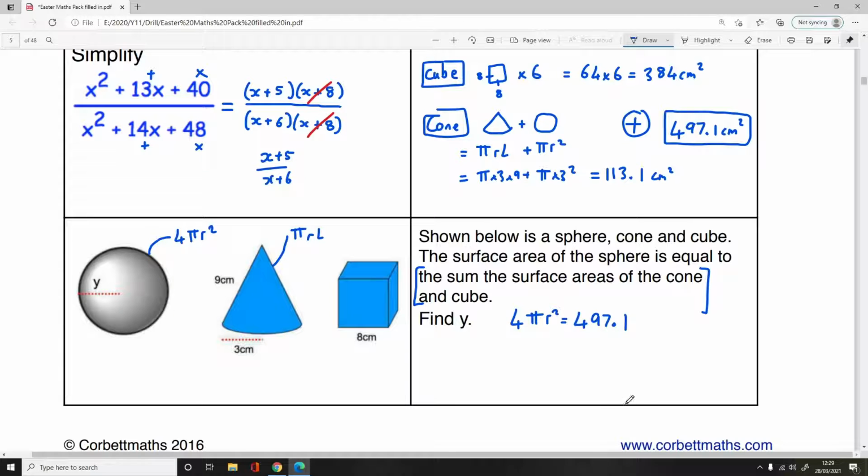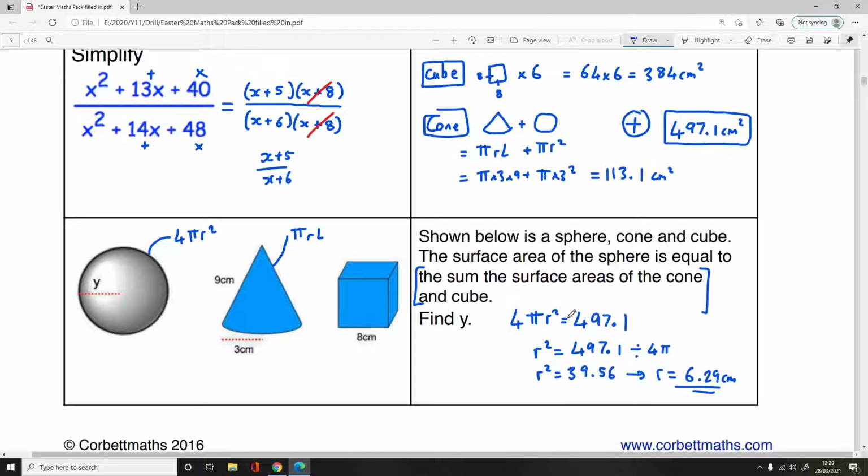And then what would our thing be with that? We would divide by 4 pi. So that'll give us that radius squared is 39.56. But we don't want that. We want the radius, which is y. It's the same thing on our sphere. So we square root that, and we'll get that the radius is 6.29 centimeters, and that's our value of y.